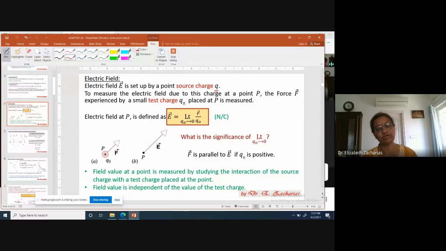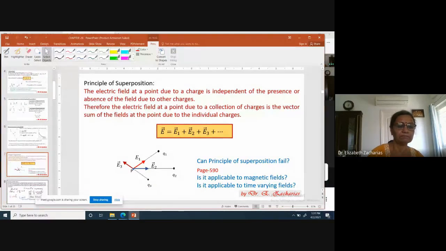Another thing that you should additionally remember is that the electric field will be parallel to the force if Q naught is positive. The next thing is Q naught. We have been calling it a test charge, but it need not be a test charge. It can be any point charge. So with this in mind, let us go to today's part of the lecture.